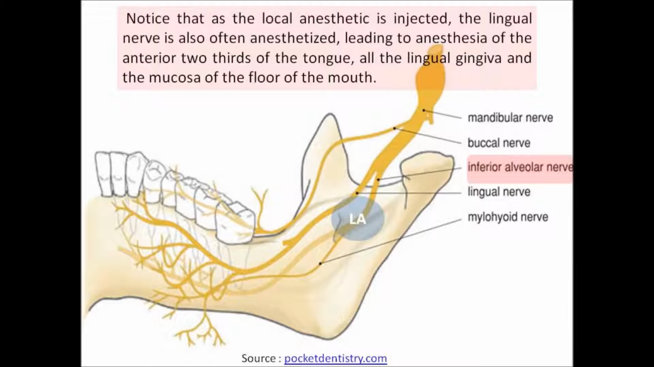Notice that some of the local anesthetic also diffuses to the nearby lingual nerve, so many patients will manifest anesthesia of the anterior two-thirds of the tongue, all the lingual gingiva, and the mucosa of the floor of the mouth. All are supplied by the lingual nerve.